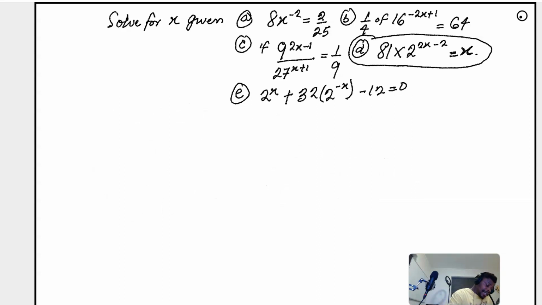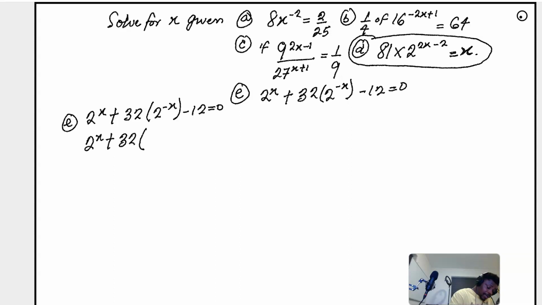So question E, 2 raised by x plus 32 raised by 2 raised by minus x minus 12 is equals to 0. Now remember that this 2 raised by x plus 32, I can write this as 1 over 2 raised by x, that is indices. So you see here I have 2 raised by x and I have 2 raised by x here.